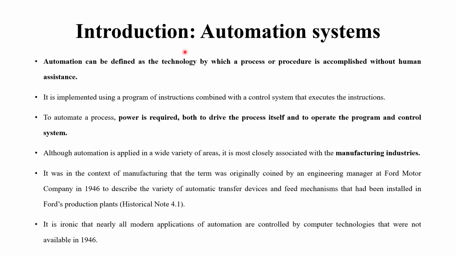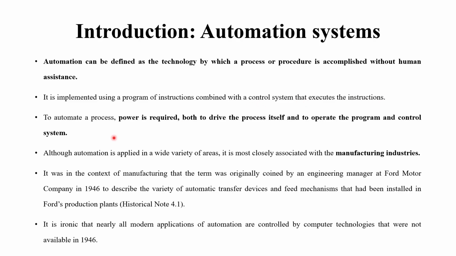Coming to the introduction to automation systems, first let us define what automation is. It is a technology by which a process or procedure is accomplished without human assistance. The things have to be done without human intervention. How can this be implemented? This can be implemented using a program of instructions combined with a control system that executes the instructions.